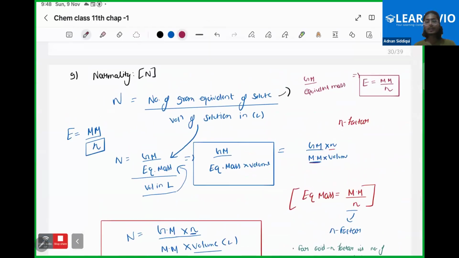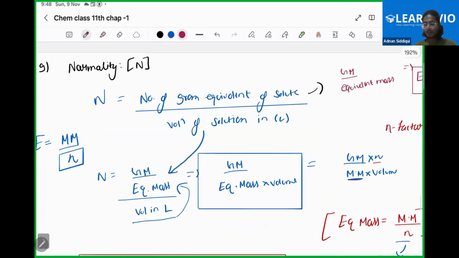Okay. Now, what is normality? If we are talking about normality, what we have to keep in mind is that, rather than taking the simple number of moles, we will talk about the number of gram equivalents of solute. This thing is new. We have already talked about number of moles, but here we are talking about number of gram equivalents of solute. So now, if we need to understand normality, we need to first tackle this gram equivalent thing.